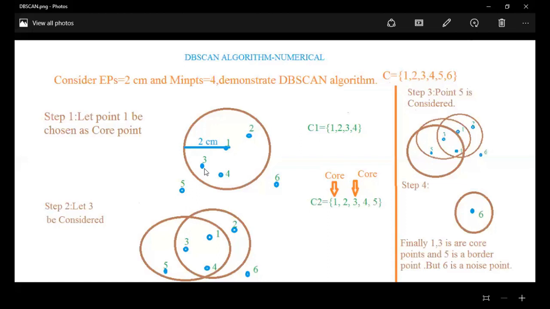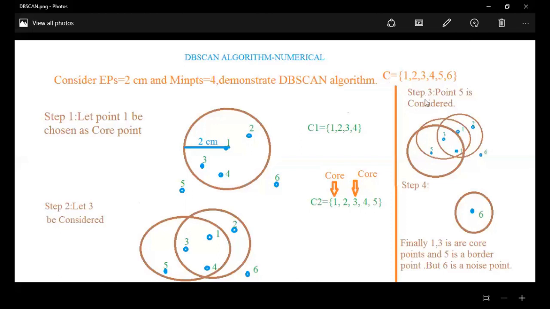Now going to the second point, let us consider 3 as a point. After considering 3 as a point, we'll draw a radius of 2 centimeters around 3. So when I consider 3 as the center point and draw the radius of 2 centimeters, now 1, 4 and 5 are the points which are covered inside the cluster. Now we will check whether 3 can be considered as a core point. When you count the points, it is 1, 3, 4 and 5. So totally there are 4 points within the radius of point 3. Hence, point 3 can also be considered as a core point. Now I'm forming the second cluster, which is 1, 2, 3, 4 and 5. So here we have 2 core points, which are 1 and 3.